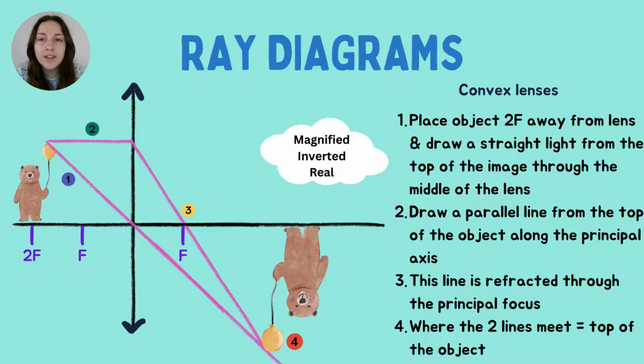And because it's a convex lens, it's actually a real image as well, which, remember, just simply means that you can project it on a screen. So that is the sort of thing you would see if that object was 2 focal points away using a convex lens.